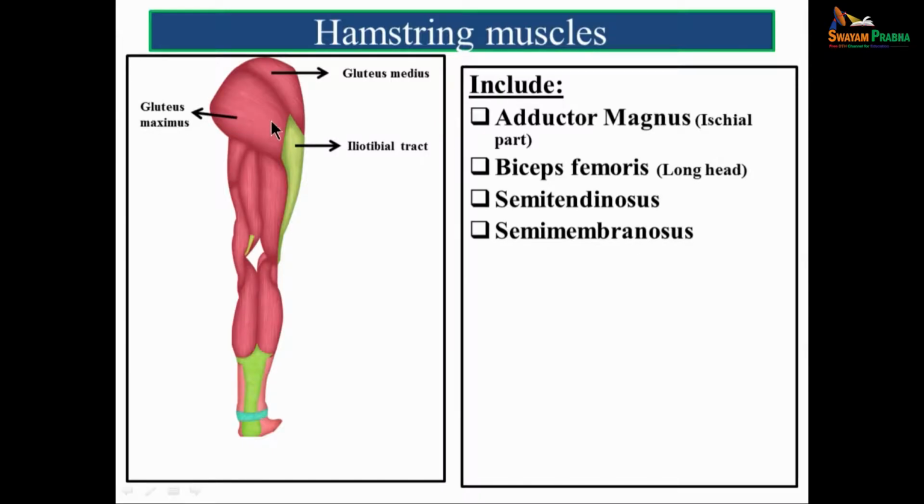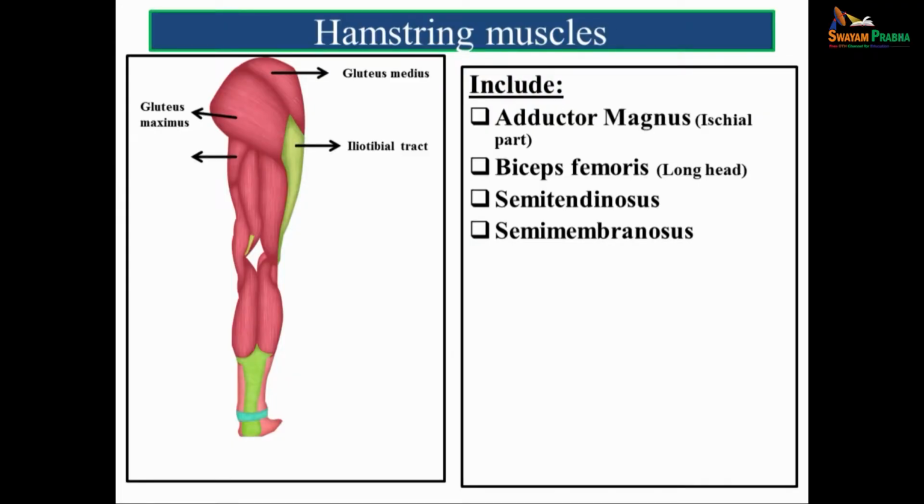The hamstring muscles, which are located in the back of the thigh, include four muscles. Number one, adductor magnus, particularly the ischial part of the adductor magnus, then biceps femoris, the long head of the biceps femoris, semitendinosus and semimembranosus. So, these are the four muscles which are included in the group of hamstring muscles.